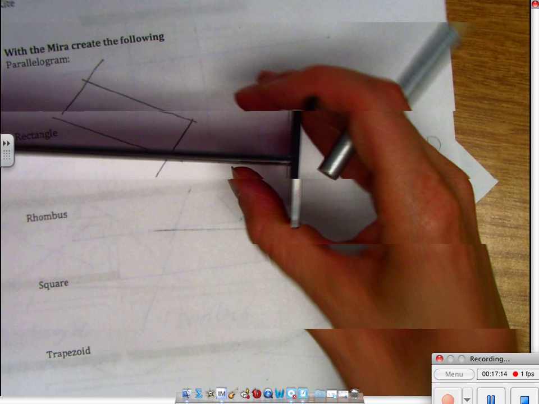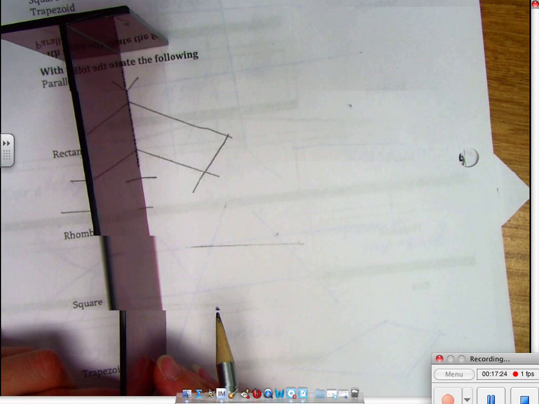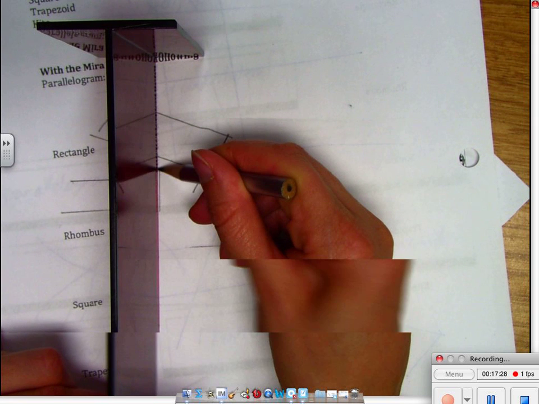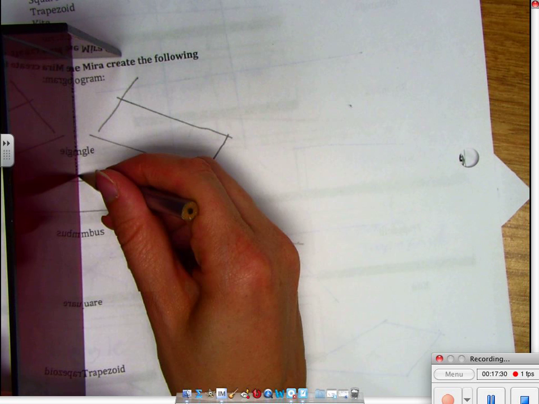Rectangle should be even easier. You just draw a line, draw one parallel to it. Make sure it's at a 90-degree angle. The way you do that is you line it up to be able to see the lines on the other side match up perfectly. Line it up, make sure the lines match up perfectly.